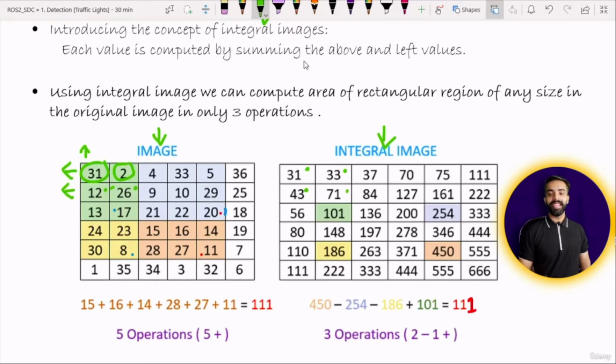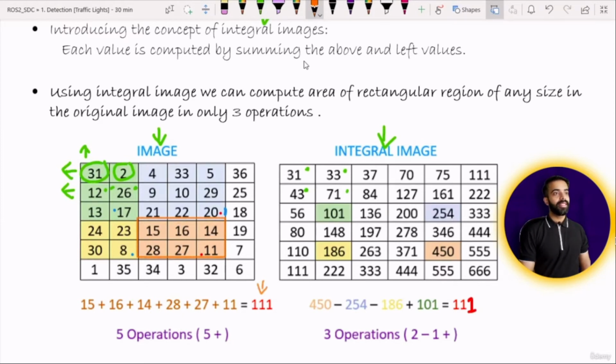Once we have the integral image, the computation time of big O of n for finding the sum of an area is taken down to only 3 operations: 2 subtractions and 1 addition. To see an example of how the integral image can be used to find the sum of an area with only 3 operations, let's take this orange region. We want to find the sum of this orange region, which can be done iteratively by summing 15 plus 16 plus 14 plus 28 plus 27 plus 11, amounting to 111. This was taking 5 operations as it had 6 values. But using the integral image, we can take it down to only 3 operations.